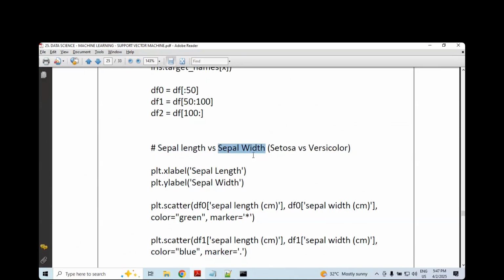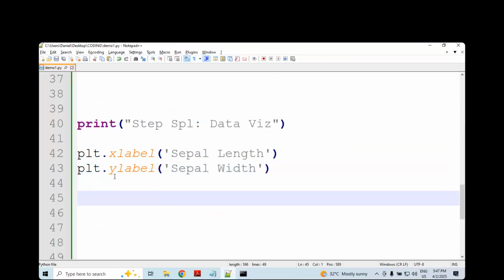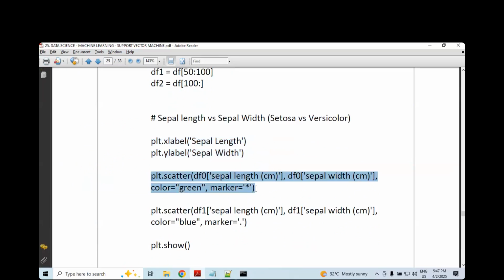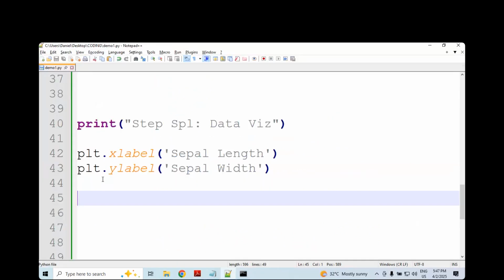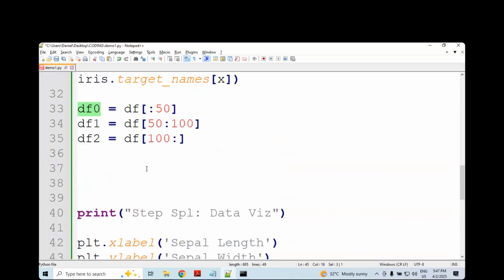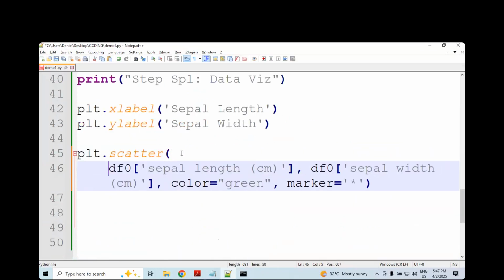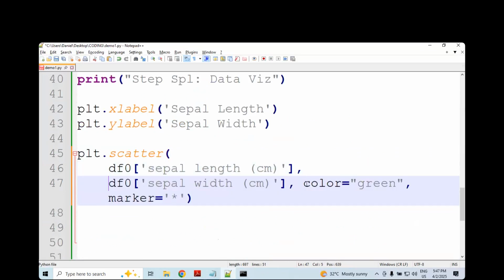Now I'm planning on sepal length and sepal width. Then I'm planning to take only two types of flower. The first one is setosa, the next one will be versicolor, right? X label and Y label, let us just create that. Okay, ready, Daniel. Then let us create a scatter plot. For the first scatter plot, I'm taking from DF0. From DF0, I'm planning to take only sepal length and sepal width actually.